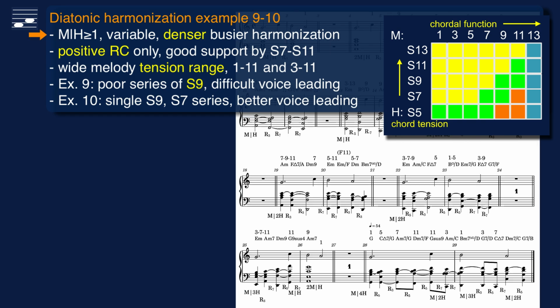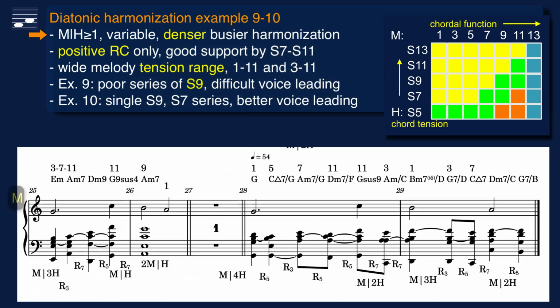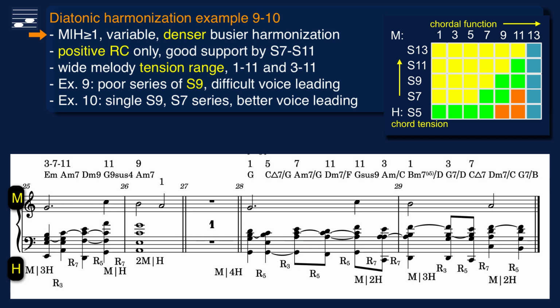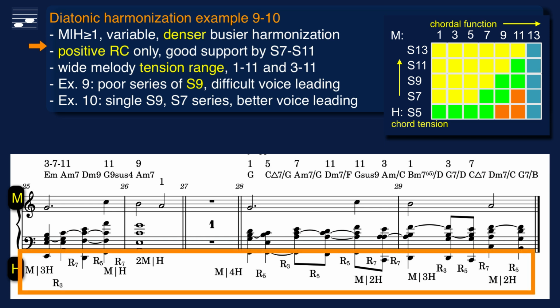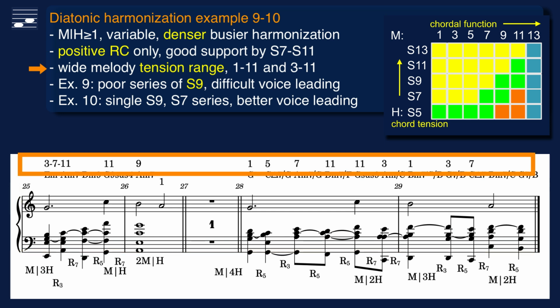And now two examples with variable chord density and overall busier harmonization. The chord progression consists of positive root cycles only, and there is a wide melody tension range.